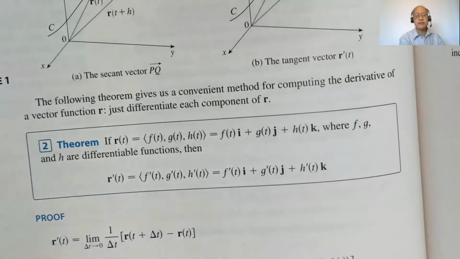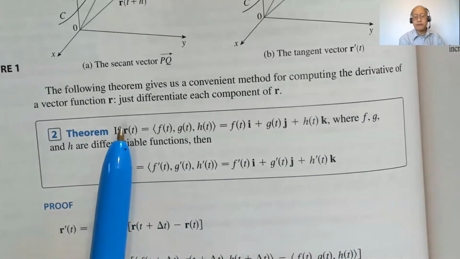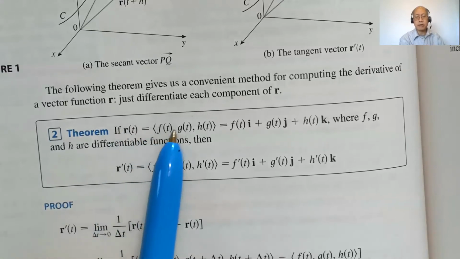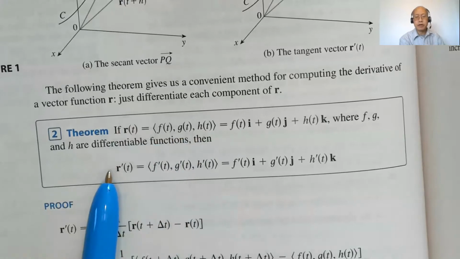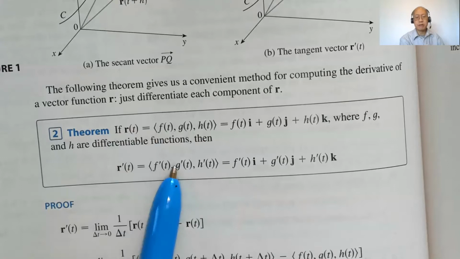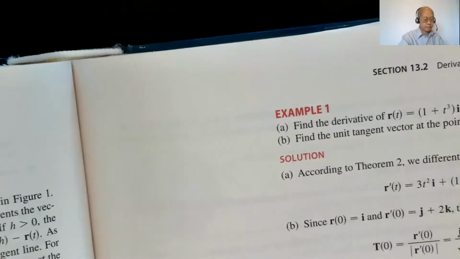How do you find a derivative? Simply differentiate each component. So again, we say the vector function r of t, but when you open it up, there's three parts: an x part, a y part, and a z part. So you just differentiate each one: f prime of t, g prime of t, h prime of t. And the same thing works for integrals also when we get to it.